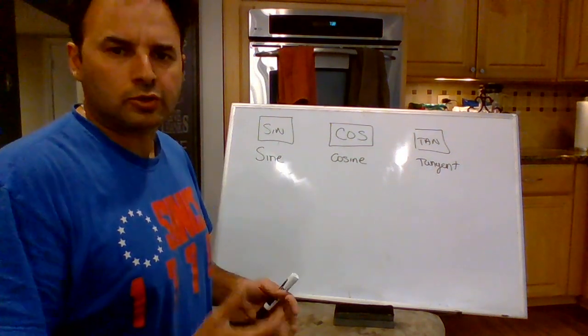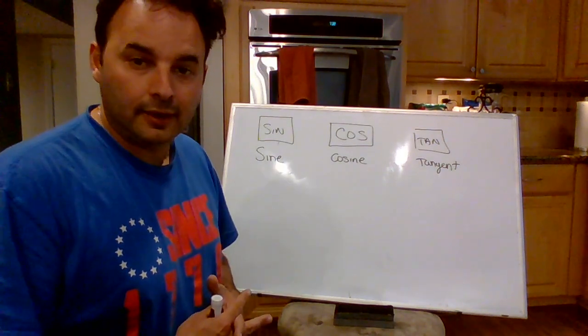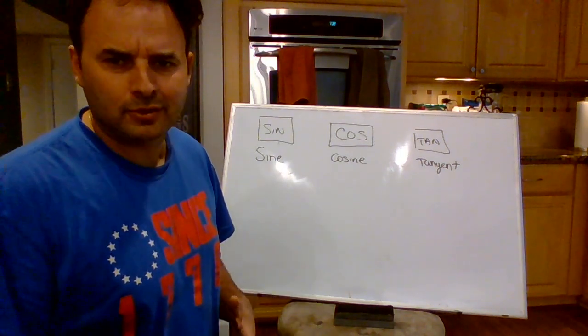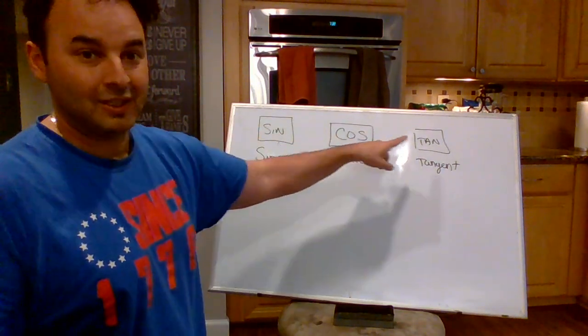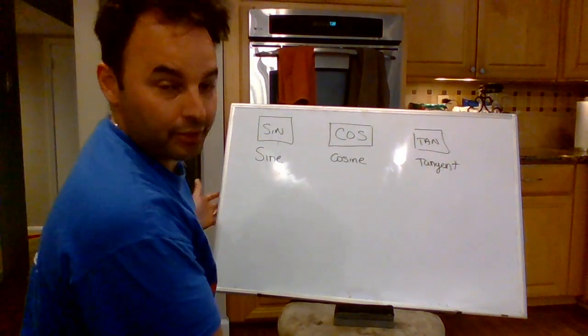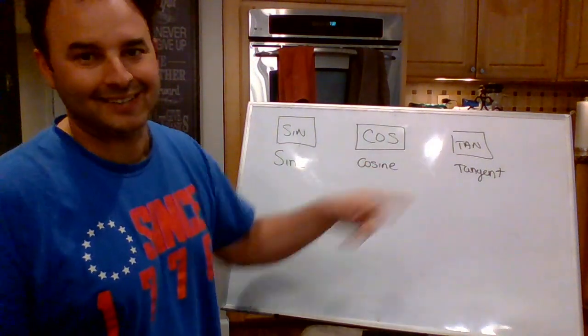Alright guys, we're going to start trigonometry. Now we actually get to use our calculators. So you don't need anything fancy, just something with those buttons that look like sin, cos, and tan. But that is not what they are called. It is the sine, cosine, and tangent.